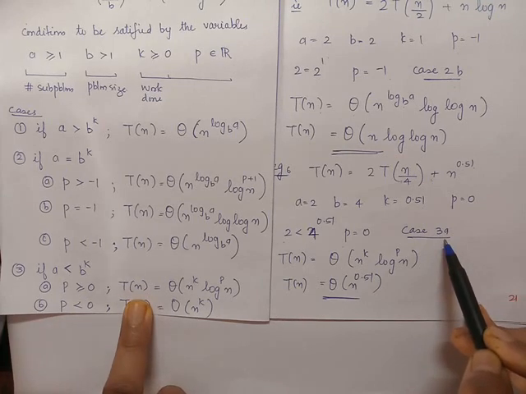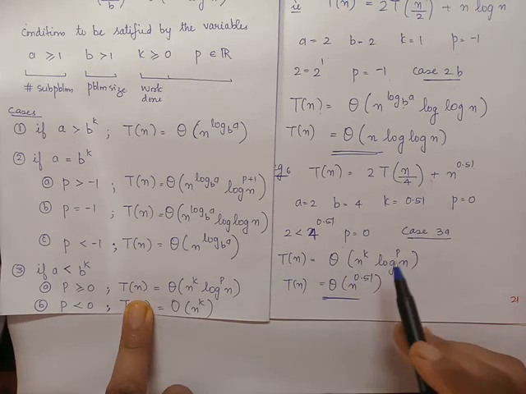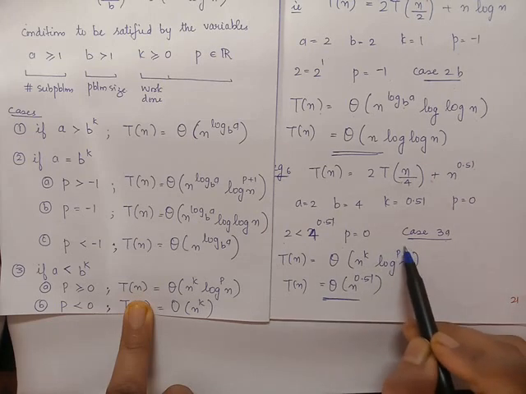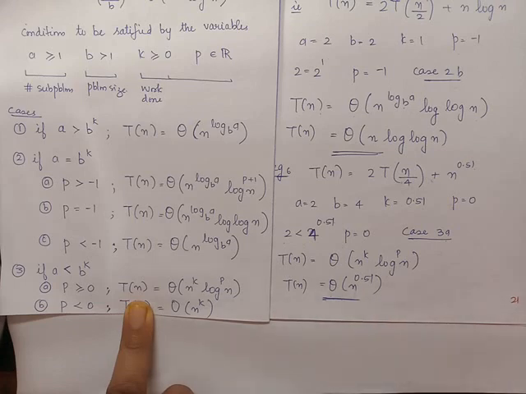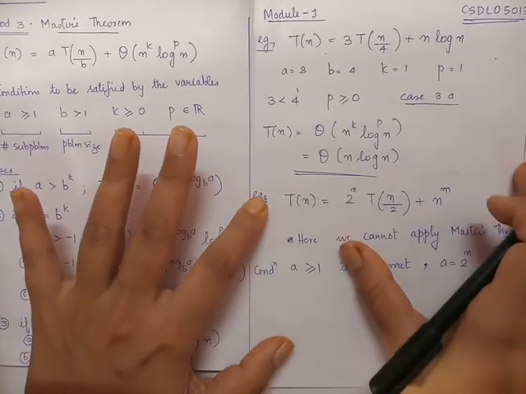When we are in case 3a, T of n is equal to theta of n raised to k times log n raised to p. What is p? p is equal to 0. That means T of n is equal to theta of n raised to 0.51. Let us continue with few more examples.